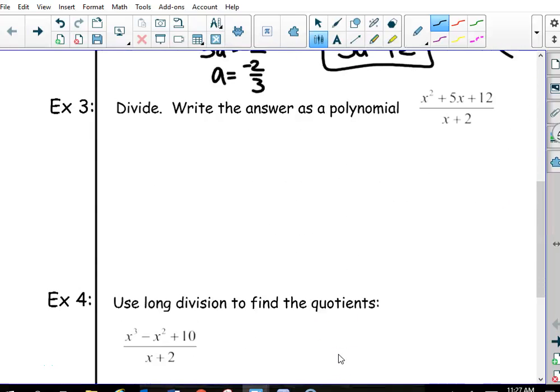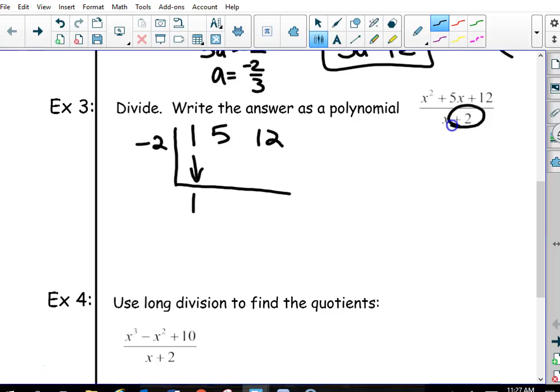Okay, example 3. It says divide. Write your answer as a polynomial. So we're going to do our synthetic division. Remember, we're going to change the sign and write all the coefficients of our divisor. So negative 2 on the outside, 1, 5, and 12 on the inside. Start our synthetic division.